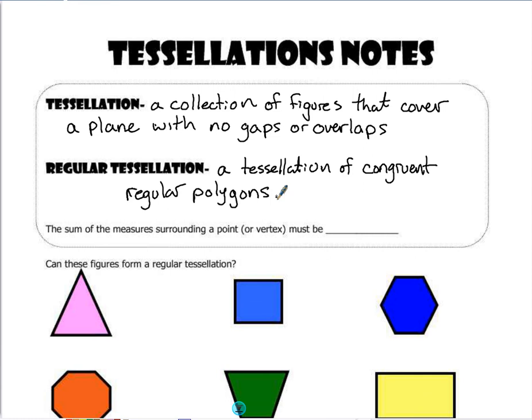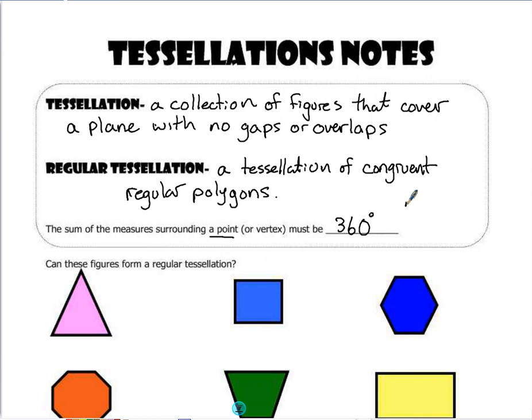The sum of the measures of the angles surrounding a point or a vertex. So when I look at a regular tessellation, the sum of the measures surrounding a single vertex or point must be 360 degrees. Okay? So, with that being said, at any one point, those points make up the vertices, or the number of sides that my polygon includes.